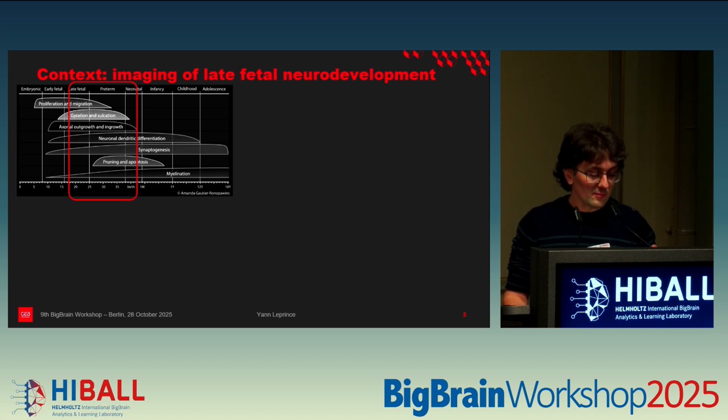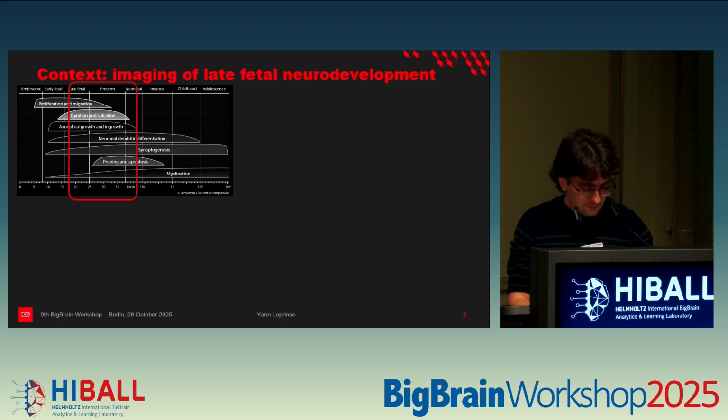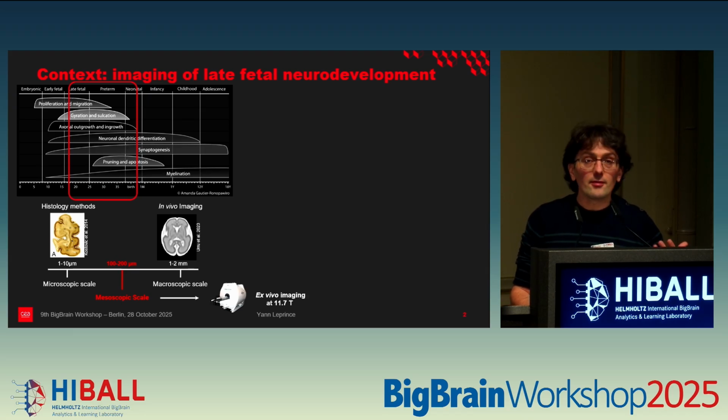During fetal life, and particularly the second half of gestation, which is outlined in red here, a lot of fundamental neurodevelopmental processes happen in the brain, such as neuronal proliferation, migration, axonal growth. Many transient structures appear and disappear, and this forms the basis for what the future brain will become. During this time period, most of these processes have been classically studied with histology methods for a very long time. These methods yield very detailed imaging in slices, but until very recently, they had quite sparse spatial coverage.